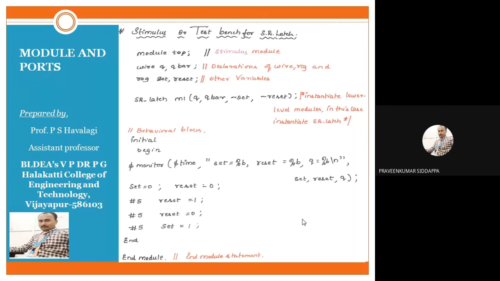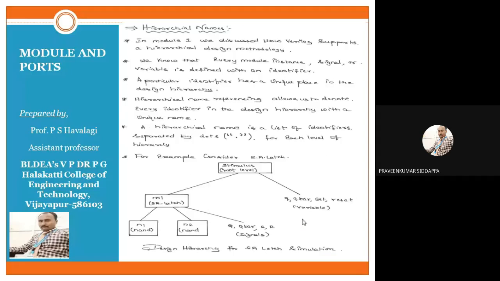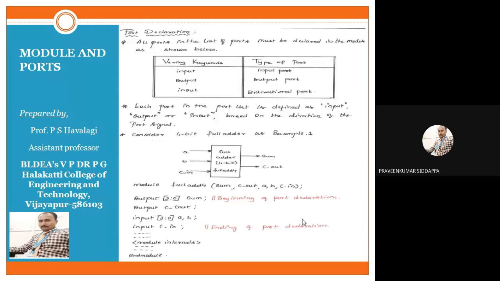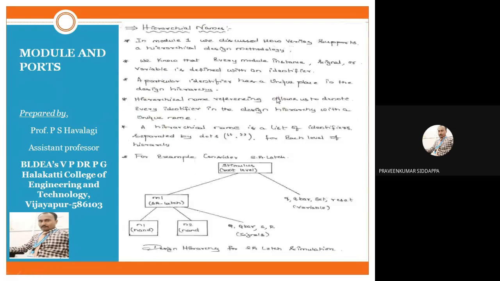First, the syntax module top, which I called module stimulus, I have written in the first block. Next, q, q bar, set and reset are the four variables I have written here in your flowchart. Next, the fourth line should be SR_latch M1, with Q bar and so on. That I have written here at the left side, in the left block.